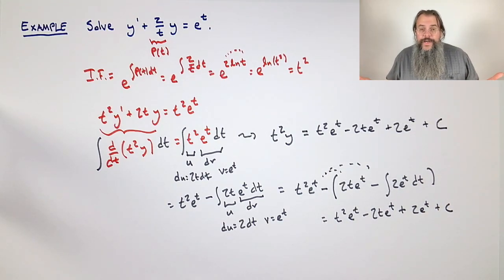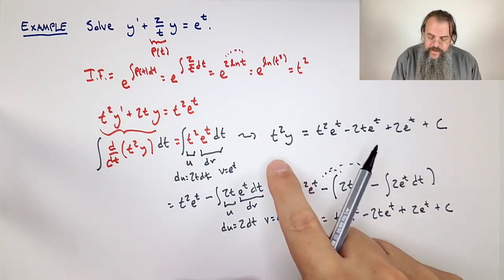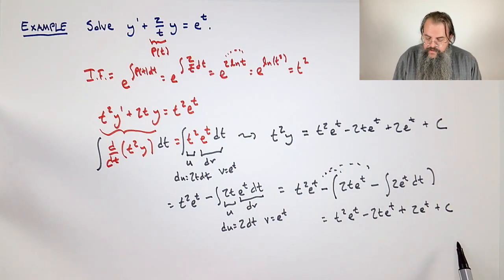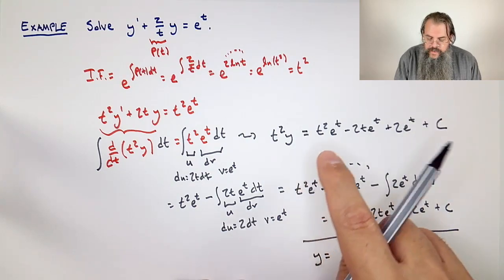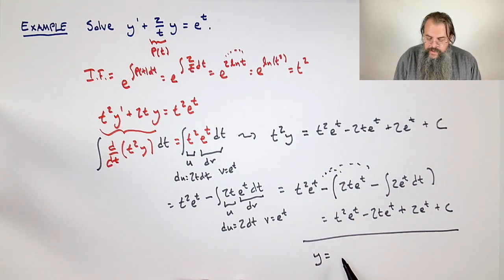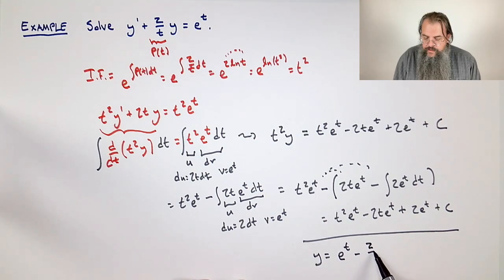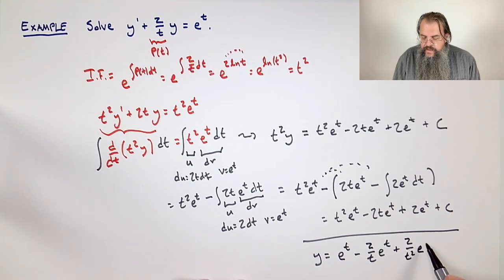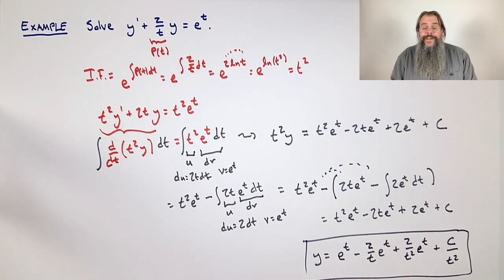Finally, to solve for y, because that's what we're after, divide everything by t squared. And so our answer is t squared e to the t divided by t squared is e to the t, minus 2 over t e to the t, plus 2 over t squared e to the t, plus some constant c over t squared. And there we go. All right.